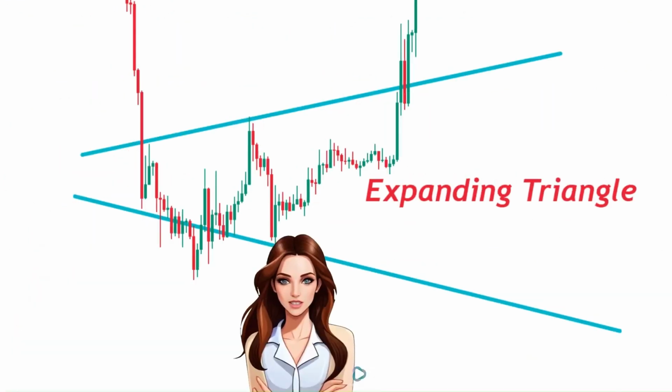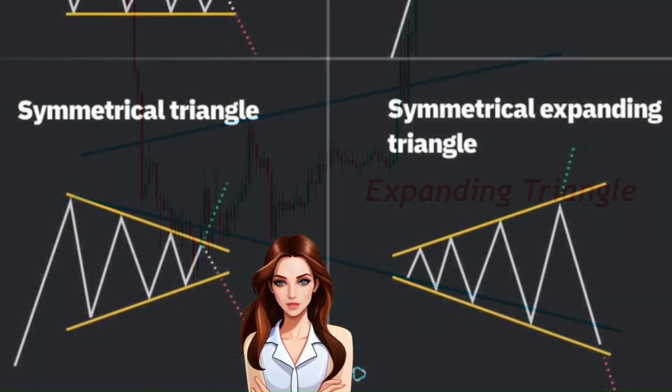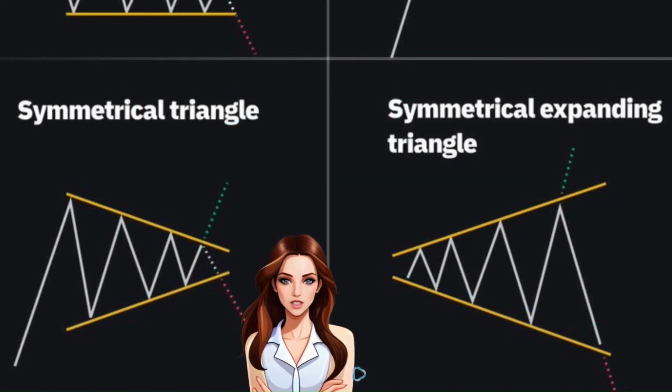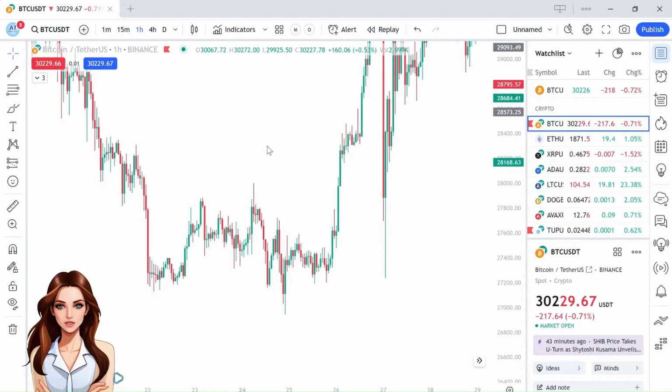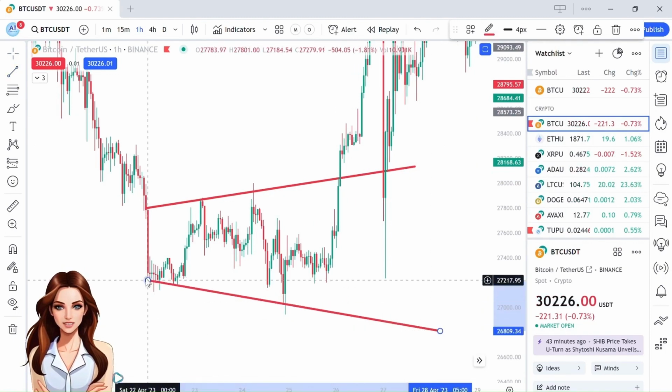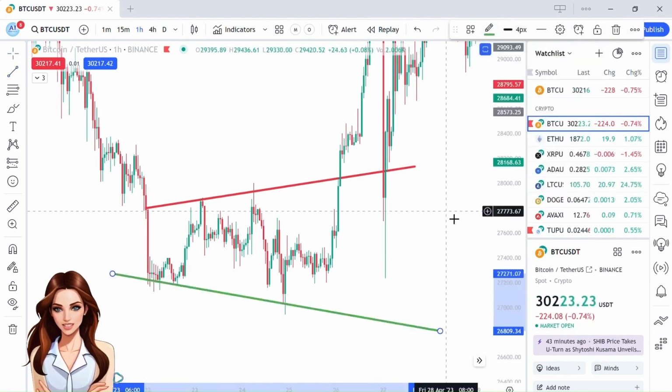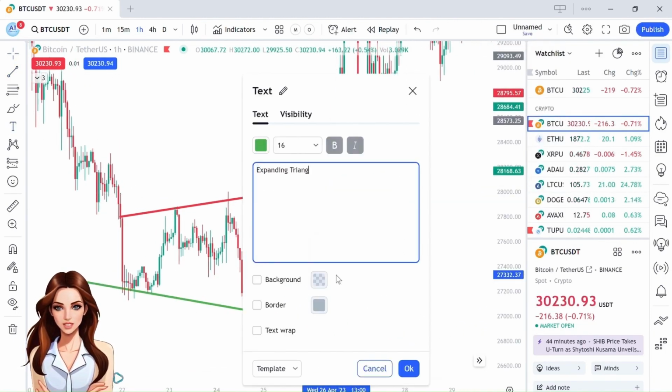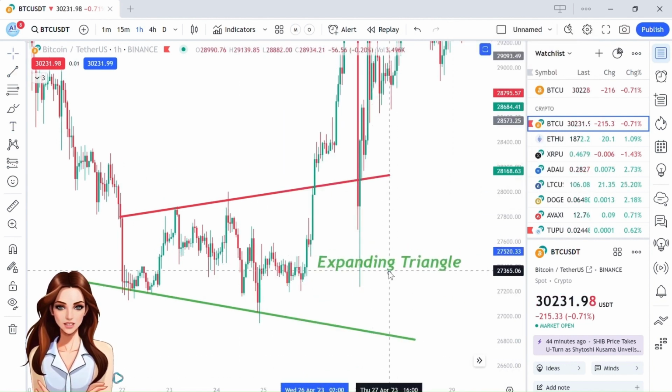An expanding triangle is difficult to identify. Expanding triangle is the reverse of symmetrical triangle. In symmetrical triangle, the price starts squeezing between the trend lines. But in expanding triangle, price starts expanding. You can draw an expanding triangle by drawing a trend line connecting the higher highs and the other trend line connecting the lower lows. In expanding triangle, price can break upwards and downwards.